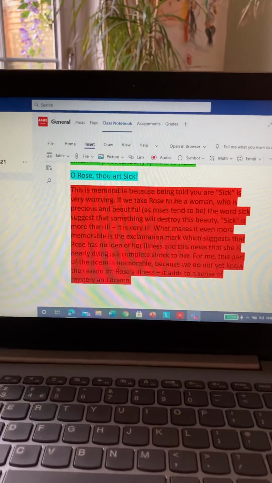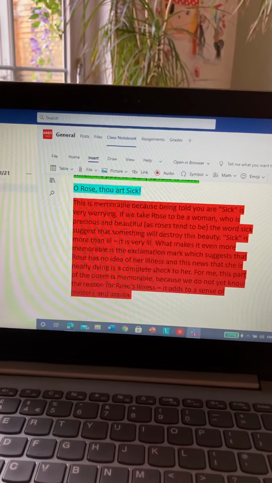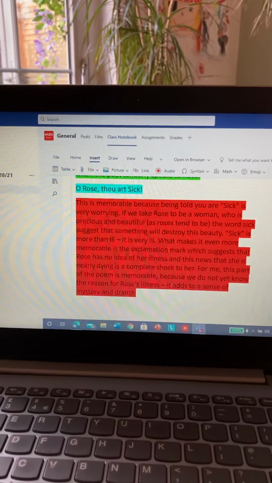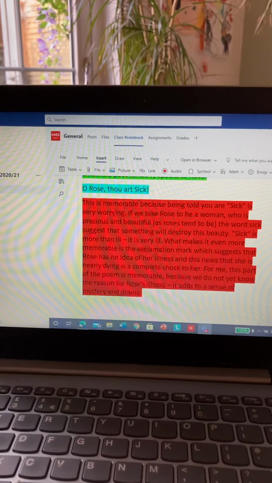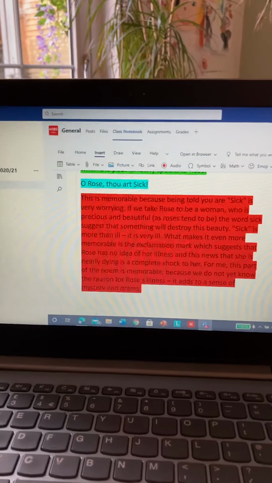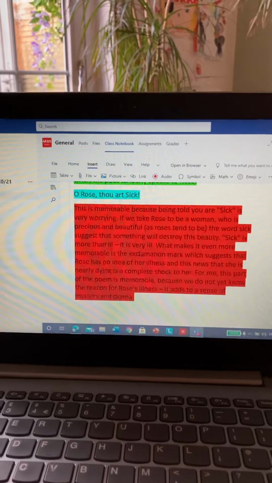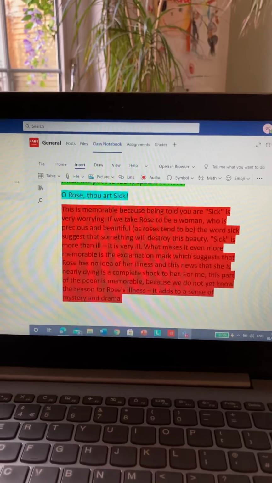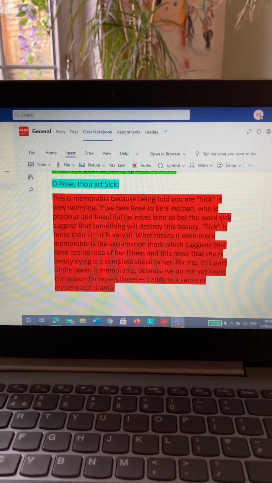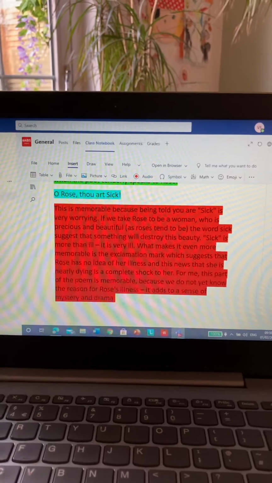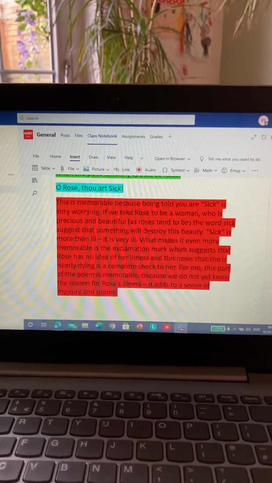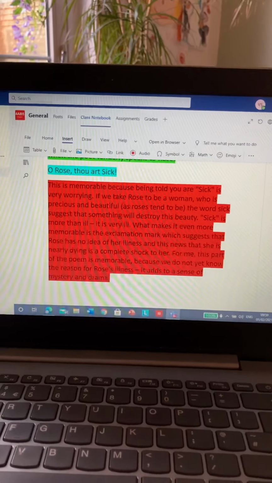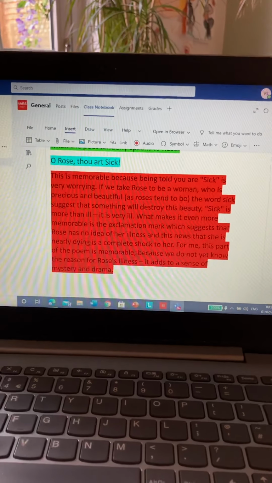Sick is more than ill, it is very ill. What makes it even more memorable is the exclamation mark, which suggests that Rose has no idea of her illness, and this news that she is nearly dying is a complete shock to her. For me, this part of the poem is memorable because we do not yet know the reason for Rose's illness. It adds to a sense of mystery and drama. So I've made it really clear why it is memorable, and I've gone to town explaining why being told you're sick is a shock. Being told you're sick, or what's wrong with you, is extremely memorable.